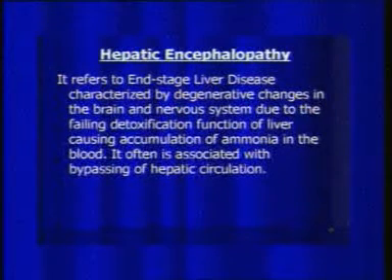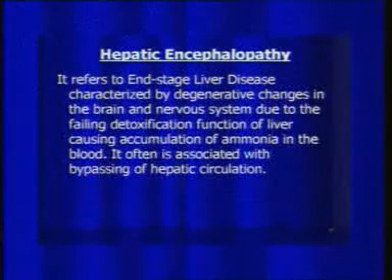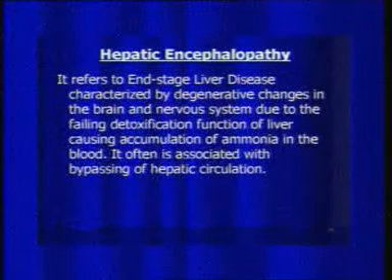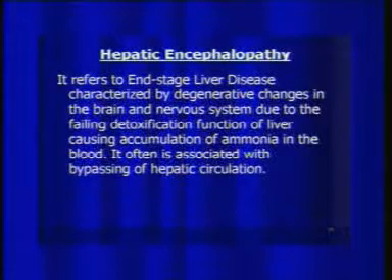it hepatic encephalopathy. This is a type of end-stage liver disease characterized by degenerative changes in the brain and nervous system due to failing detoxification function of the liver, causing accumulation of ammonia in blood. It often is associated with bypassing of hepatic circulation. This is very important because this is the major reason why hepatic encephalopathy patients often have elevated blood ammonia levels. Ammonia is not converted to urea, and we all know ammonia is toxic to our brain.